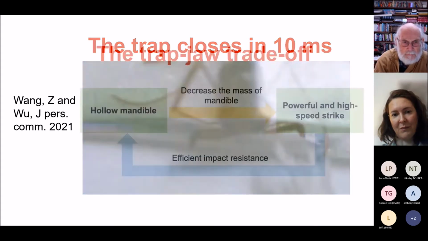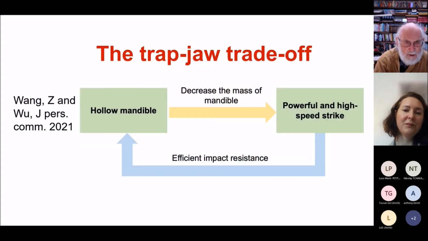Next, please. This is the trade-off that these two Chinese people who gave the talk thought were important. Actually, they've got it wrong. The hollow mandible is one of the answers to the trade-off. The two ends of the trade-off are that, on the one hand, they want the mandible to be strong. On the other hand, they need it to be light so that it can be accelerated much more quickly. The problem then is that it needs to have good impact resistance, but being light, one of the ways of doing that is to make it hollow.